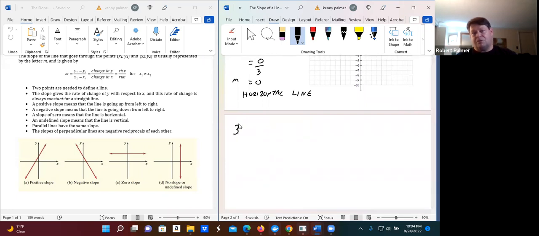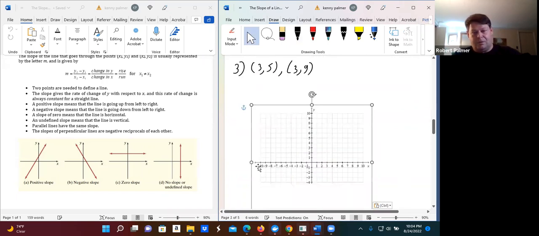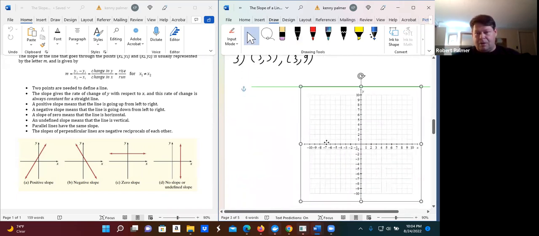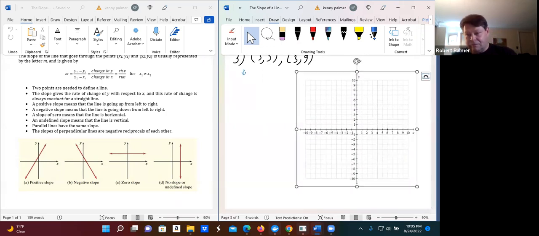Okay, let's look at the next one. So this time, my two points are going to be (3, 5) and (3, 9). So once again, let me include a rectangular coordinate system where we can graph it.